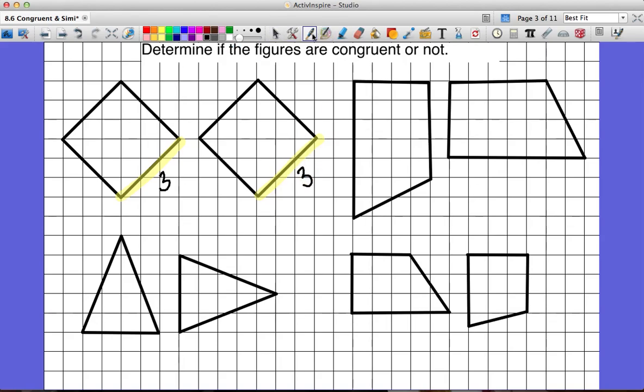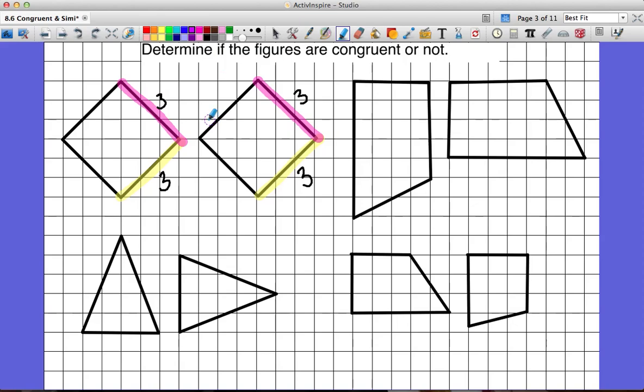I can check my next corresponding sides, right here and right here. Corresponding sides are sides on the shapes that would match up. If you were to put them one on top of the other, they would be the sides that match up with each other. So this one is 1, 2, 3, 1, 2, 3. So far so good. Both of these are quadrilaterals and all of their measurements are the same.